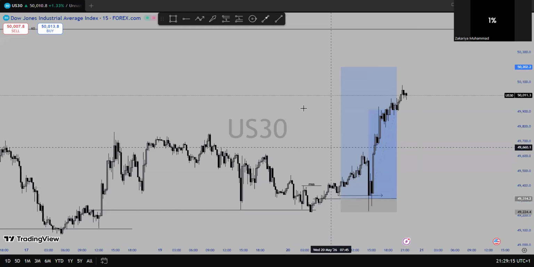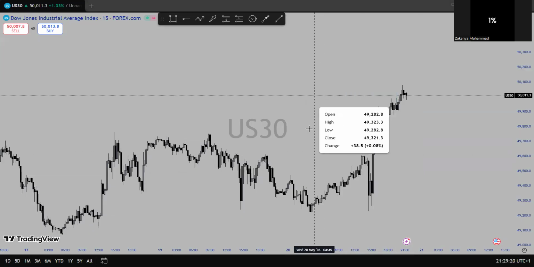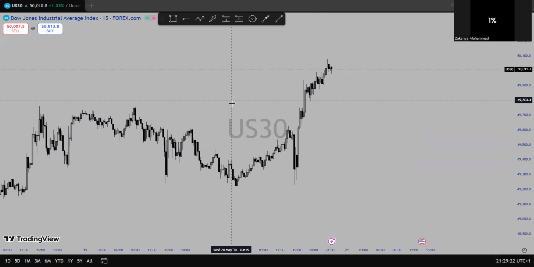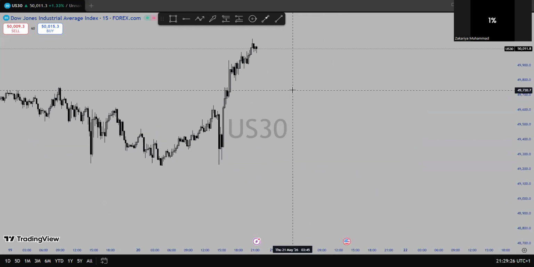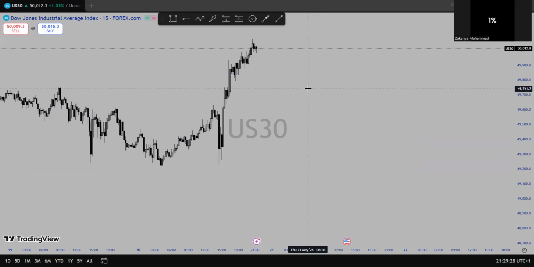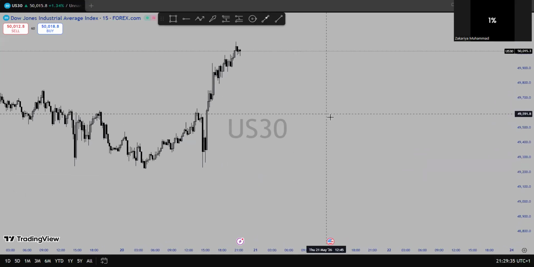Let me delete this. In our last class, we talked about market structure. I introduced you guys to three types of liquidity: the trend line liquidity, inducement liquidity, and general liquidity. Those liquidities are responsible for where to take our entries, how to take our entries, and how to set our TP and SL.